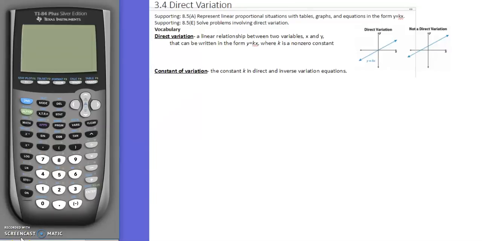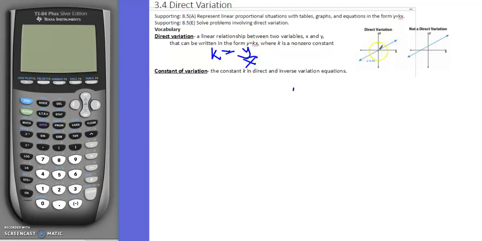Right, direct variation. Direct variation is a linear relationship between two variables x and y that can be written in the form y equals k times x, where k is a non-zero constant. You also need to know that to find k, we can do y over x.